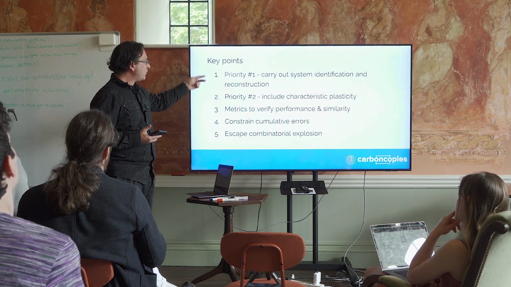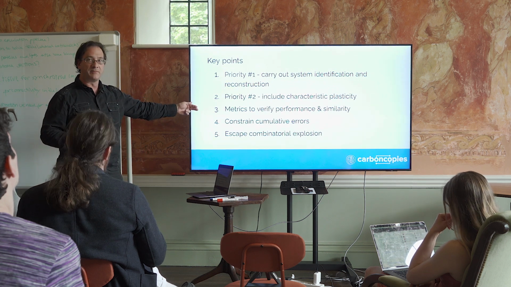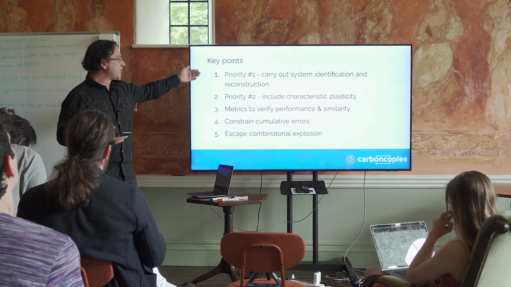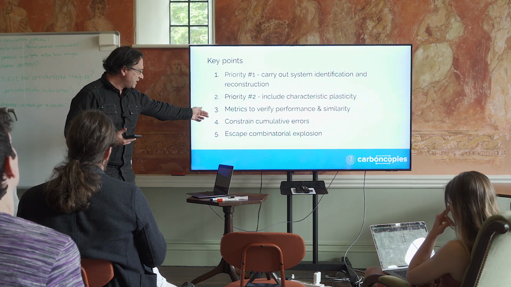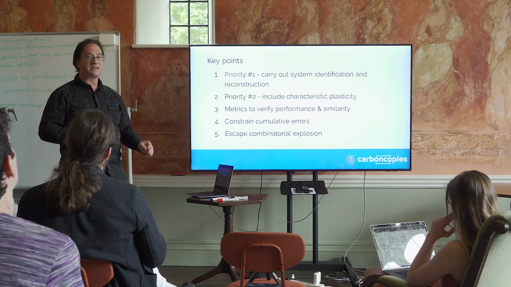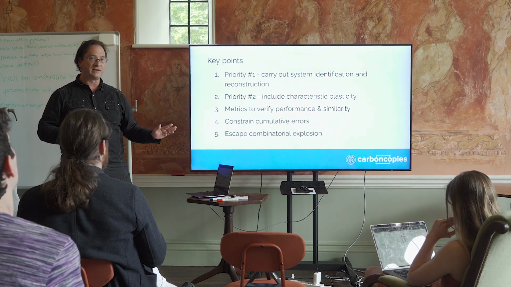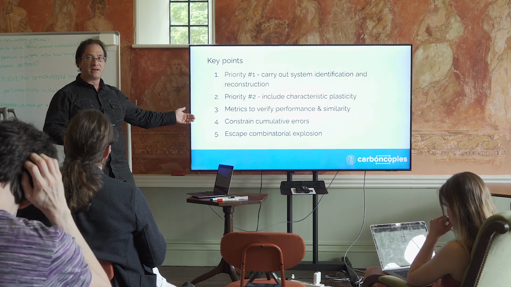Then very important, if you're going to do these two, is we need to have some metrics to verify performance and similarity. That's what you're going to need to know how well you're doing here and how to iterate, how to improve. Then we need to be able to constrain cumulative errors. You're going to make mistakes not just in data collection. Data collection is going to contain a lot of errors already. You're going to make mistakes when you do your parameter estimation.